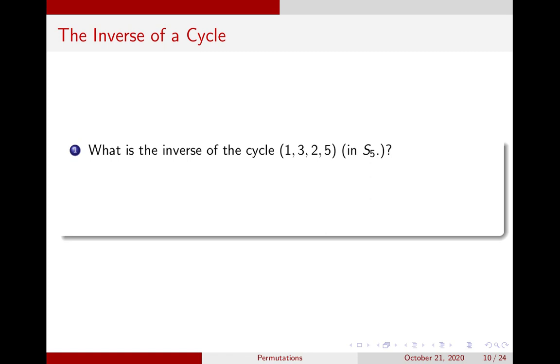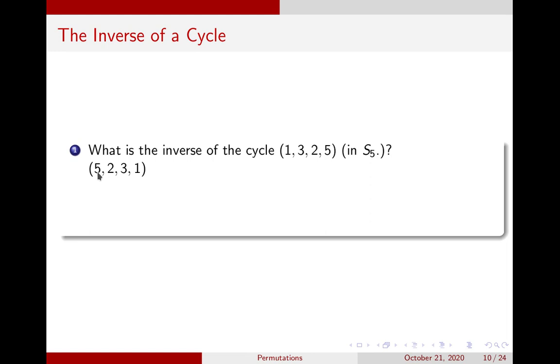Now let's look at the inverse of an element of S5 when the element is in cycle notation. What is the inverse of the cycle 1325? Well, remember, in S5, the identity element is the permutation that sends each number to itself. So here's the way you get the inverse of the cycle 1325 in S5.